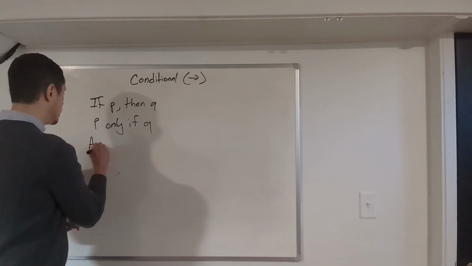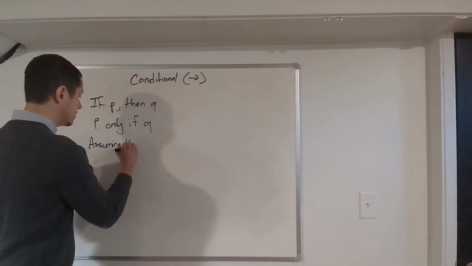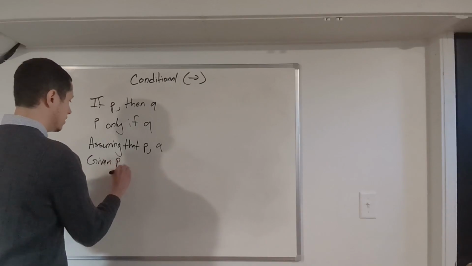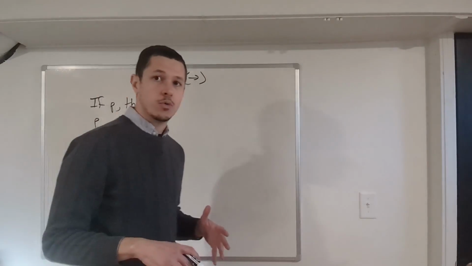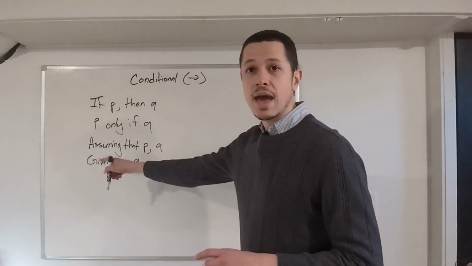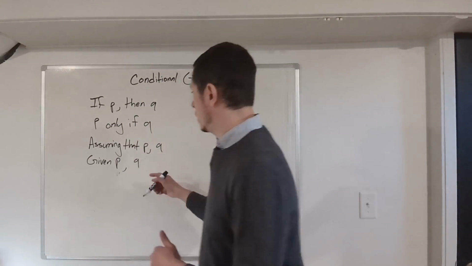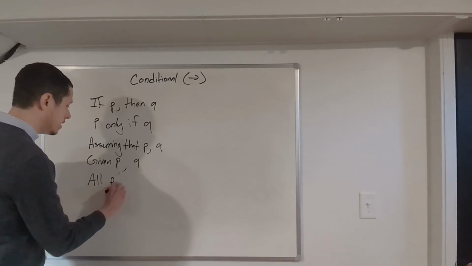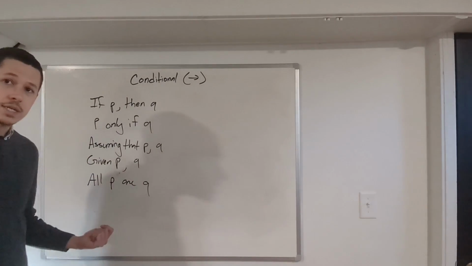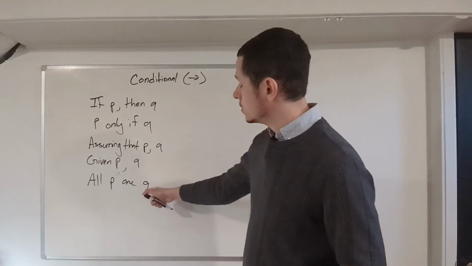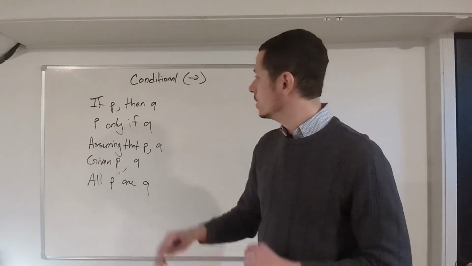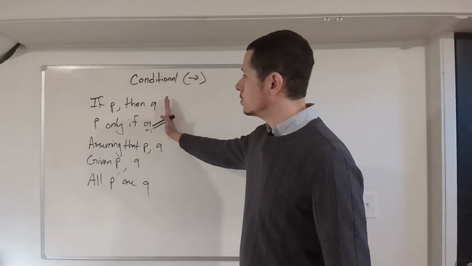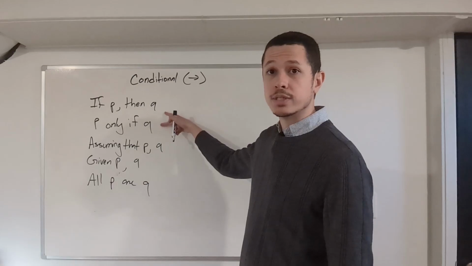You'll also have assuming that P, Q, or given P, Q, and so on and so forth. So there's assuming that, given that, and a lot of other language. Here's another one that might be surprising: All P are Q can be represented as a conditional statement, because all this is saying is if something is P, then it is Q. You don't have to memorize that, and in most formal logic courses, you're mostly just going to have to deal with these two. That's why I want to pay special attention to them.